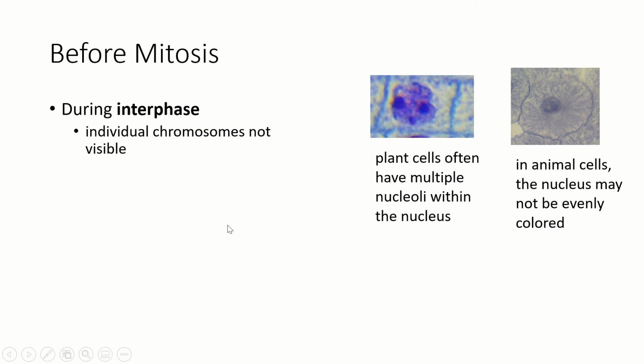All right. During interphase, we can't see the individual chromosomes. Remember, they're in that heterochromatin structure. They're not condensed. What we do see in plant cells, we see these little dark spots. Those are nucleoli. Yes, plants have multiple nucleoli. Animal cells usually only have one. Why? You'd have to ask. It's beyond my knowledge of these things.